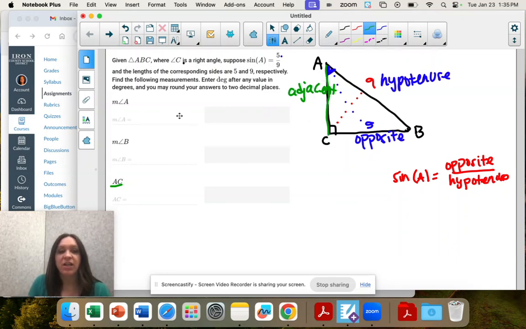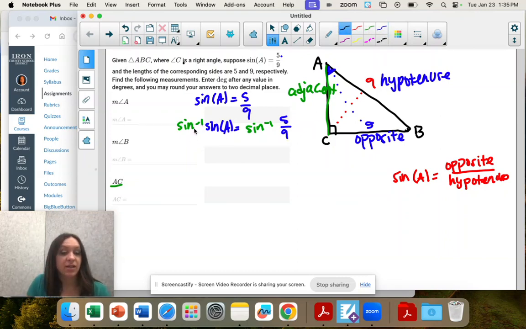Let's start with finding angle A just because we're set up for it. So we're given sine of A is 5/9. If we want to find A, then we need to get rid of sine. So to get rid of sine, you take the inverse. We're going to take the inverse sine on both sides of the equation. So inverse sine of sine A equals inverse sine of 5/9.